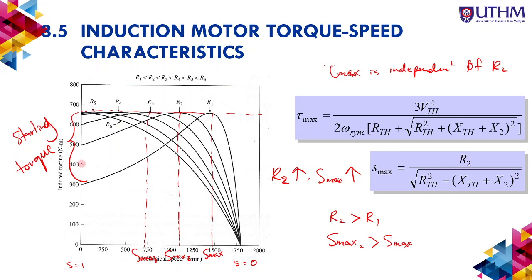The starting torque will change when we change the value of R. For example, you have a load over here, and the characteristic of your induction motor is this one. However, the motor will not move, so you need to make some changes: change the parameter R, increase the value of R, and then you can get the second graph. So now the motor can start to rotate.